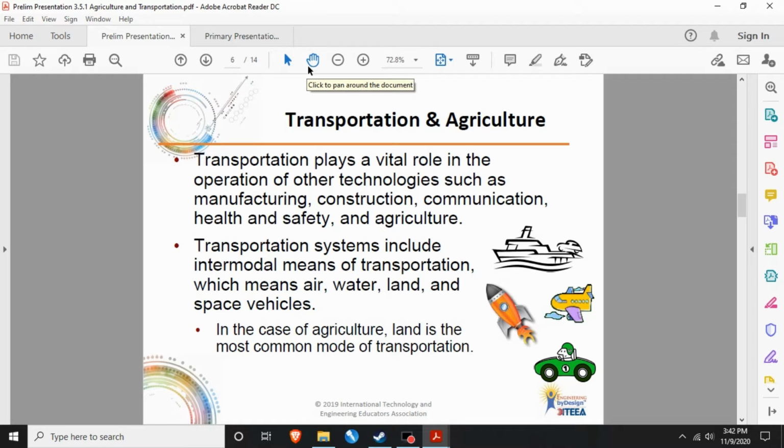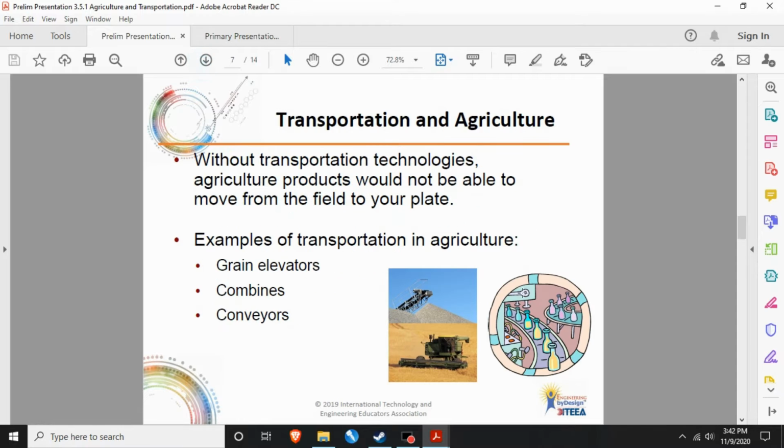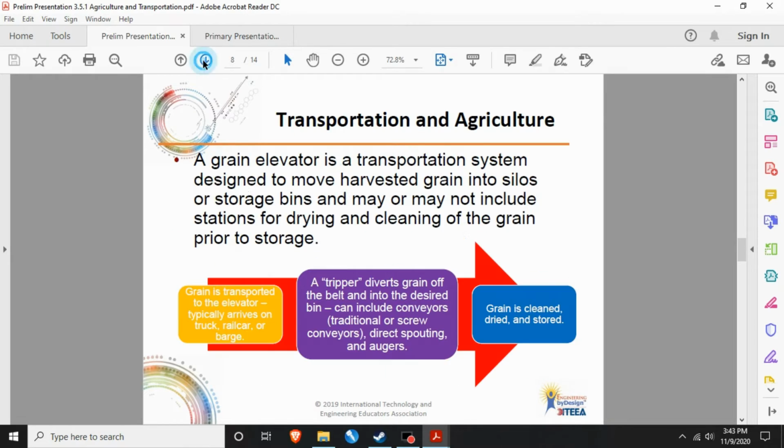The transportation systems include intermodal means of transportation, which means air, water, land, and space vehicles. In the case of agriculture, land is the most common mode of transportation. Without transportation technologies, agricultural products would not be able to move from the field to your plate. Some examples of transportation in agriculture are grain elevators, combines, and conveyors. So we're not just talking about trucks and cars like what we're used to thinking about.